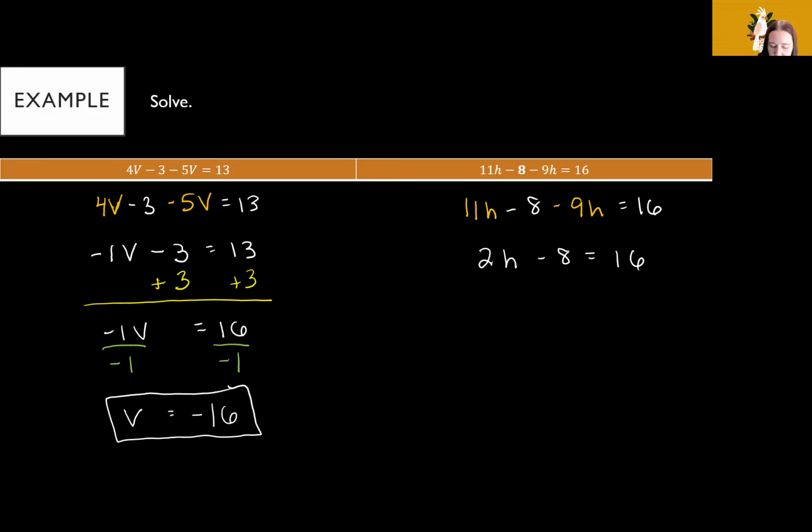So I want to keep my h on the left. So I'm going to move the -8. So now I'm going to add 8 to both sides. We always do the opposite. So that's 2h equals, and then 16 plus 8 is 24. And then now that we have one term equals one term, we need to get rid of the 2 in front of the h. So I'm going to divide by the 2 because it's multiplied. So I divide both sides by 2, and this gives me h is equal to 12.